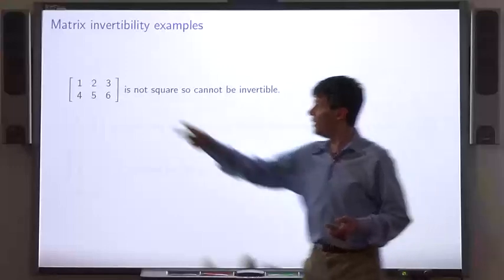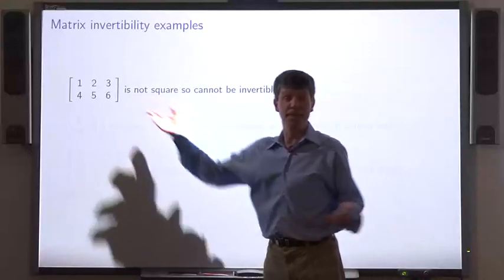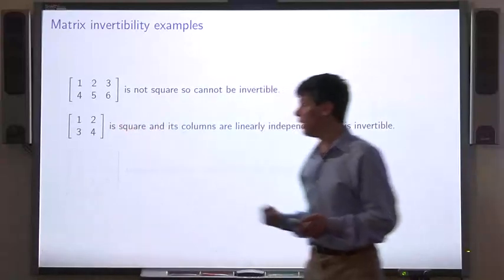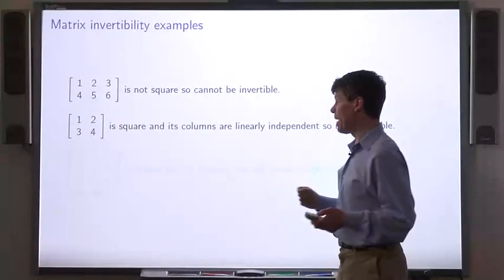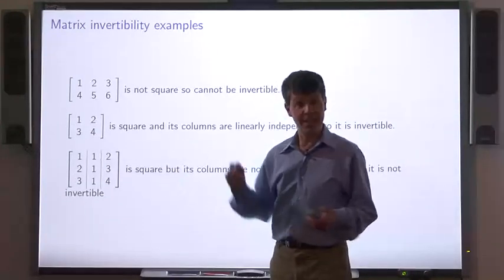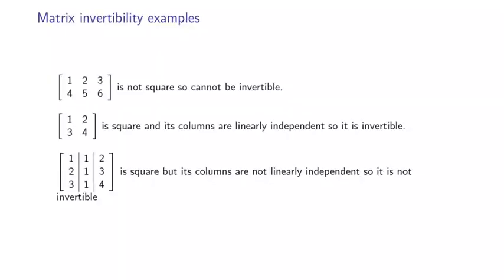So, for example, this matrix cannot be invertible because it's not even square. This matrix is square, and its columns are linearly independent, so it is an invertible matrix. And here's a matrix that is square, but its columns are not linearly independent. You can get the third column by adding the first two, so it's not invertible.